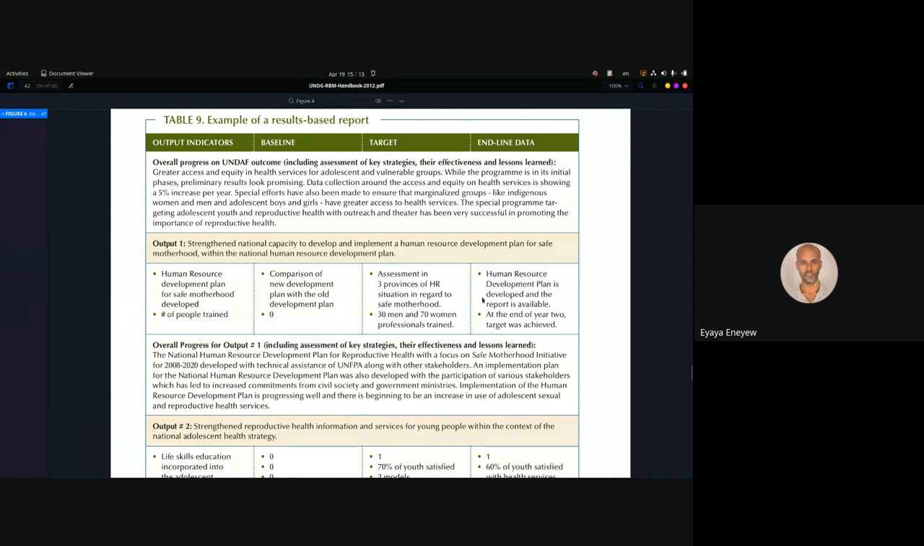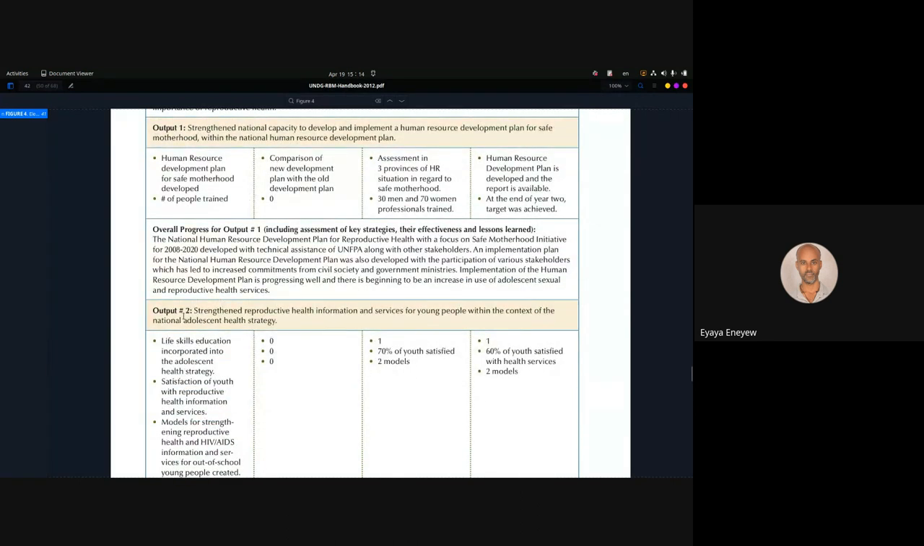And then the end line data at the end, you put your comparison or what you attain at the end. So human resource development plan is developed and the report is available. So this report has been done and it's available for presentation if you are asked. And for the second one, at the end of the year, two target was achieved, which means it's from here. So the next one for your output two, you put the, this is basically the plan, right? And then this is what was achieved. You have to put it in a summary.